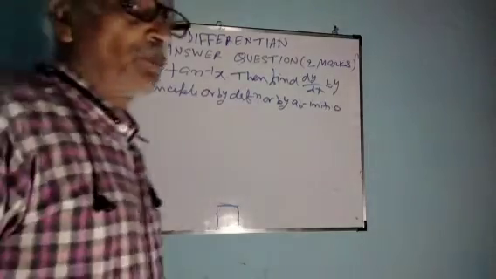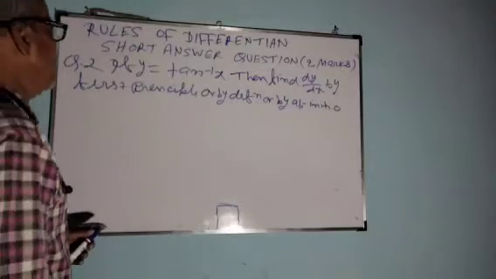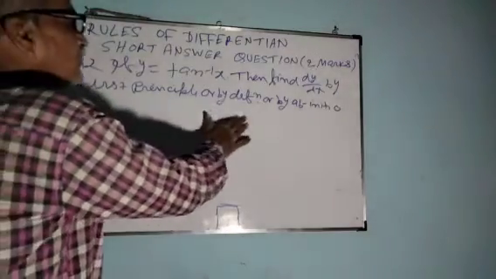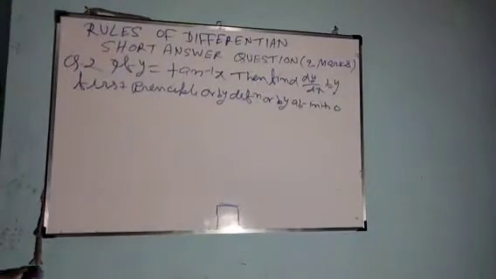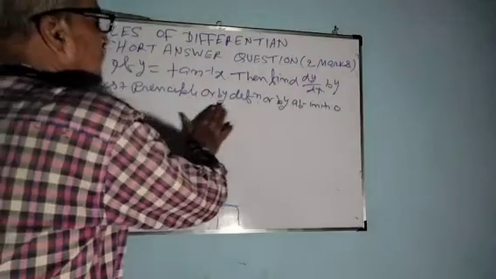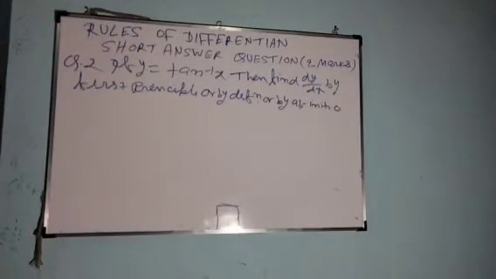Question number 2. If y equal to tan inverse x, then find dy by dx by first principle, or by definition, or by ab initio. Let us see.